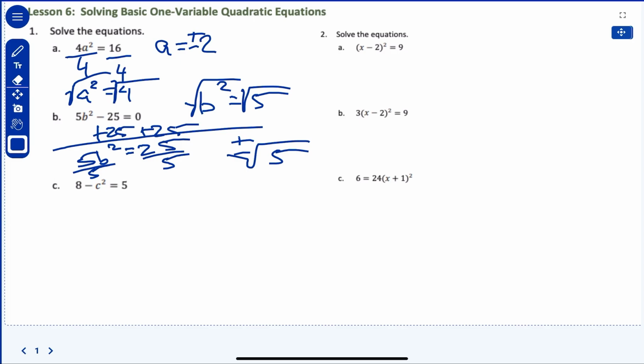8 minus c squared equals 5. Let's see what we can do here. You want to subtract 8 from both sides? Negative c squared equals negative 3. Now what? You can't, and here's why. If you'll think about what you just said, you'll realize how stupid it was. Anybody know why? Can you square root a negative? Why?